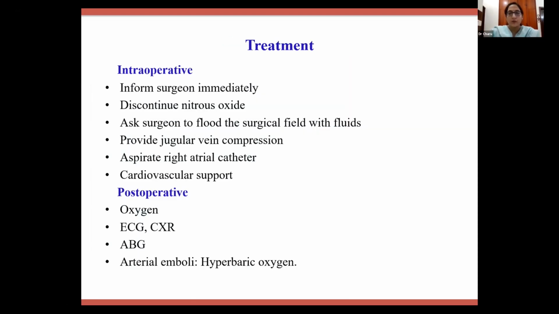So the treatment you will be asked, if you get this case, should be on your tips. Intraoperatively, inform the surgeon immediately, discontinue nitrous oxide immediately, ask the surgeon to flood the surgical field with fluids, provide bilateral jugular vein compression, aspirate from the right atrial catheter and give supportive treatment.